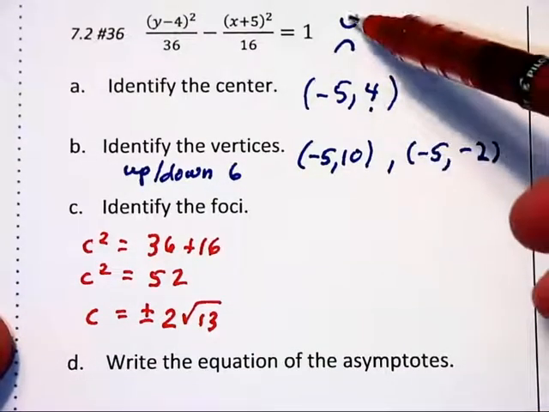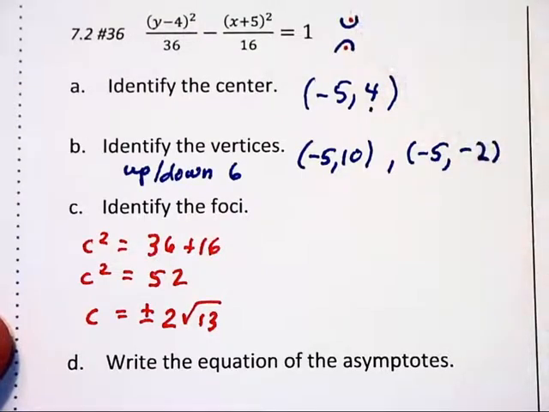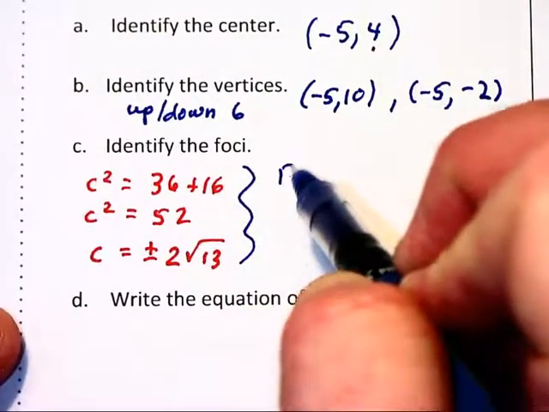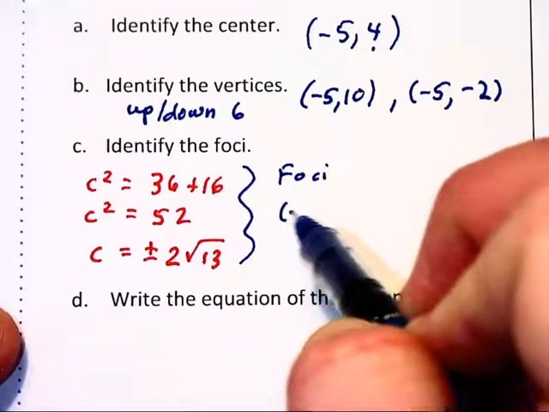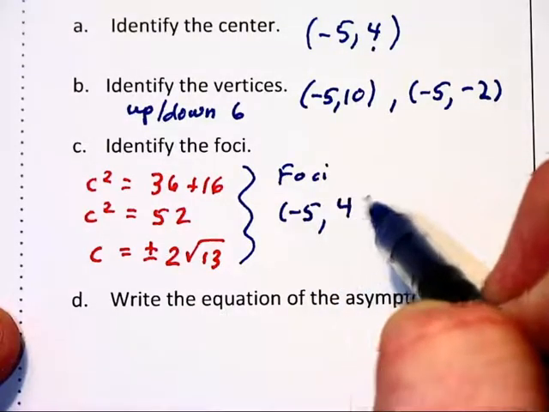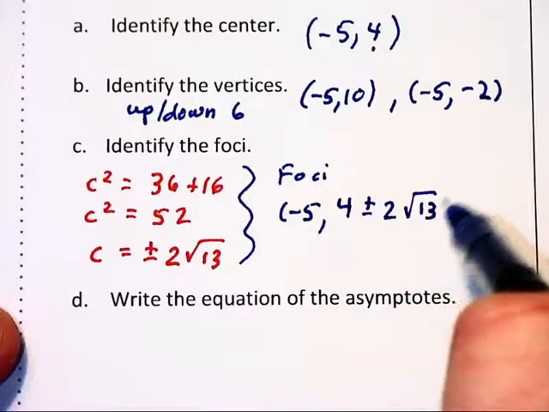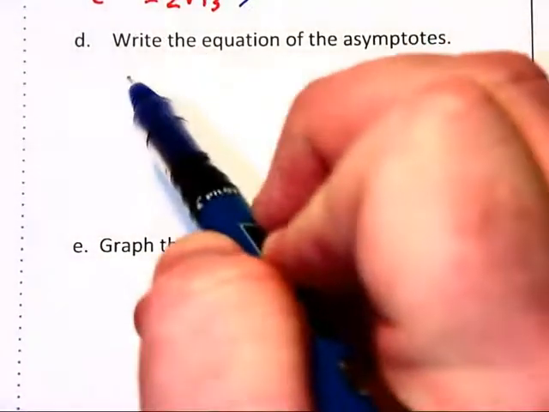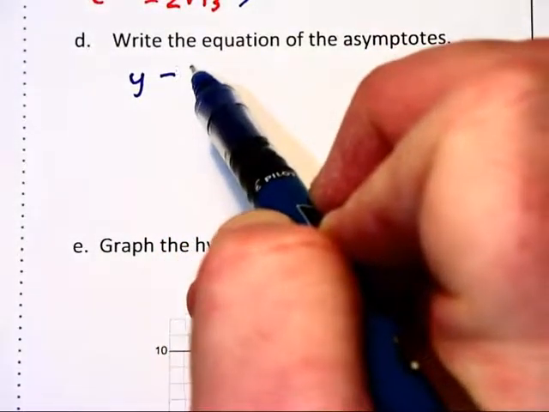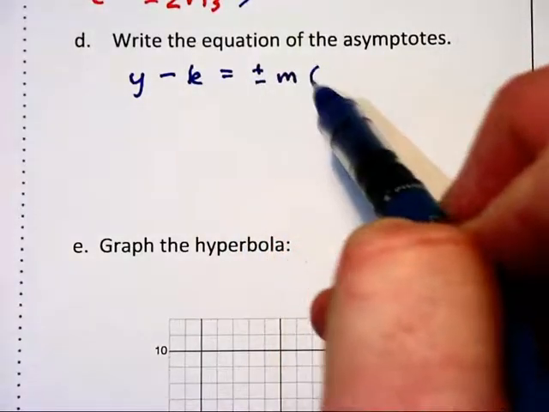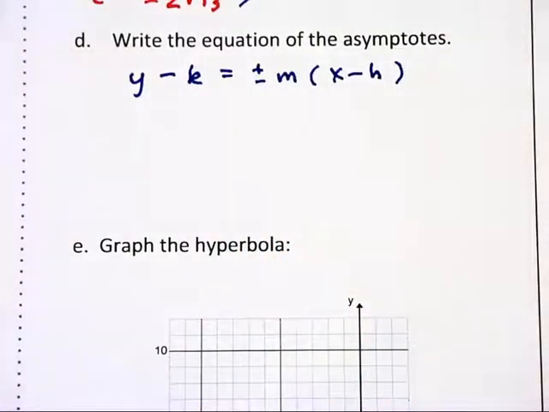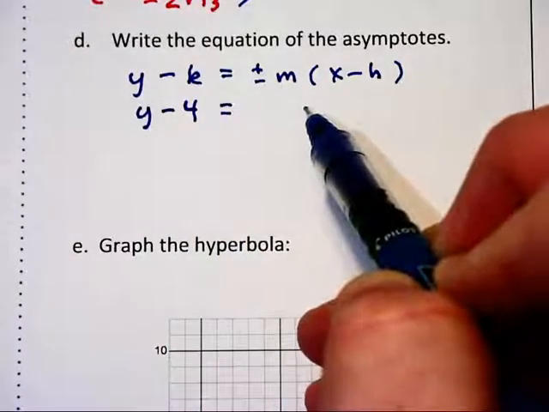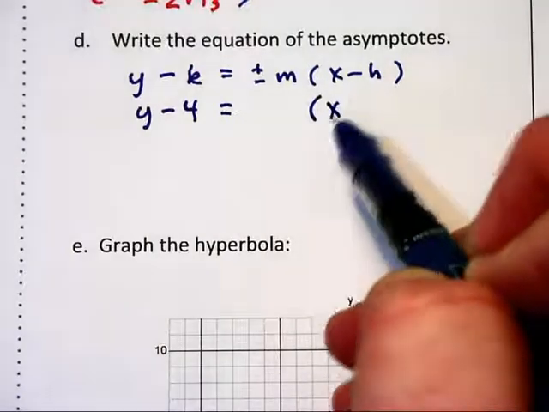Now, judging from our picture, the foci will be above and below the center again, so I can use this information here along with our center to say that the foci will be located at -5, 4 plus or minus the 2√13. As far as the equations of the asymptotes go, again, y minus k is equal to plus or minus m times x minus h. There's our general equation. Instead of y minus k, we're going to write y minus 4. Over on the right, the x minus h will become x plus 5.